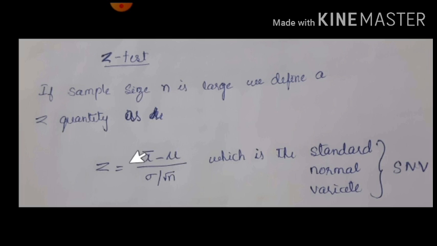So this is called the standard normal variate in the case of the Z quantity, when in a problem the mean of a sample, the mean of a population and the standard deviation are given. To test, we apply the Z quantity in this form, and very important, how to differentiate Z test from T test. The criteria is only the sample size. If sample size n is large, we apply Z test. When sample size is small, less than 30, we apply T test.